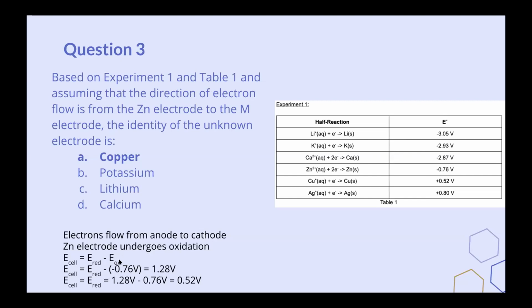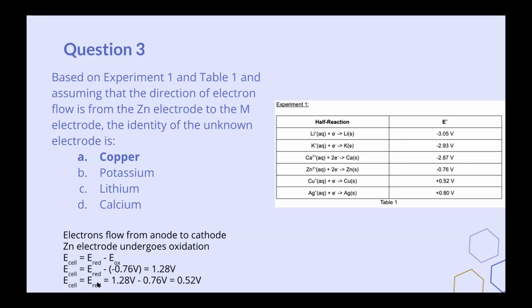So you plug that into this equation and you're trying to find the value of E reduction to find which of these metals is the cathode. So you use E cell, which they told you in the passage that E cell is 1.28 volts. Okay. And now that you have these two values, you can easily solve for E reduction.